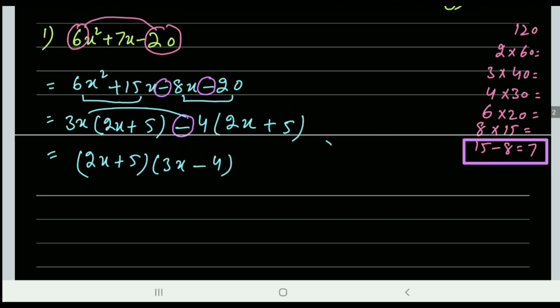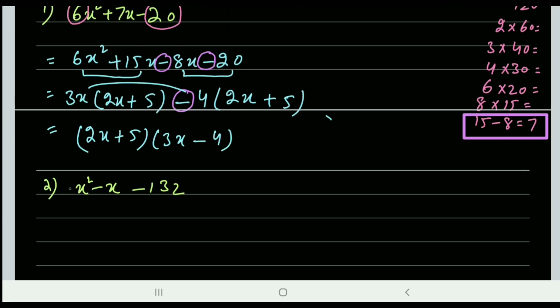Okay, so the second type of three-term factorization is x square minus x minus 132. If this is a question, how do we solve it? The coefficient of x square is 1, and 1 and 132 will be multiplied, so it will be 132. So we will find the factors of 132. You can write all the factors and then choose. Otherwise it's up to you. If you know the factors, you can think mentally. You can go for that method as well.